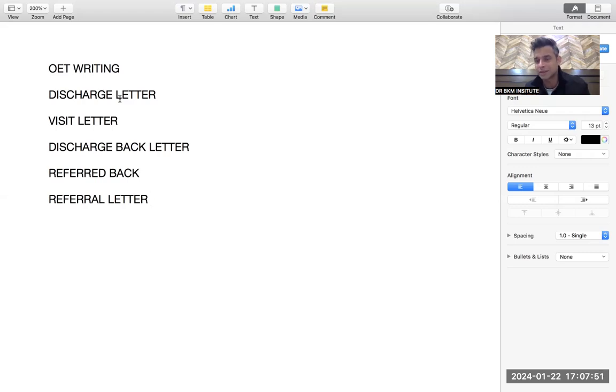Discharge letter. Sir, what is a discharge letter? Buddy, when a patient gets admitted to the hospital, then he is discharged. So we write a letter to the concerned person who would be providing the follow-up care. So that is a discharge letter. Suppose the patient is getting discharged and a community health nurse will provide the follow-up care.